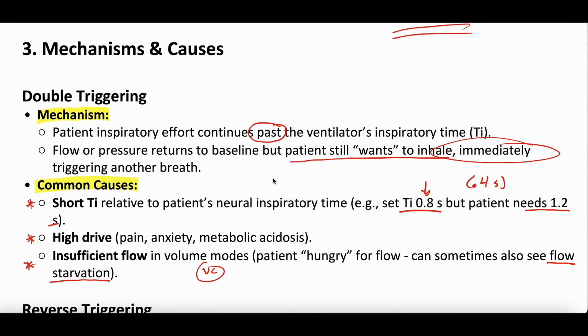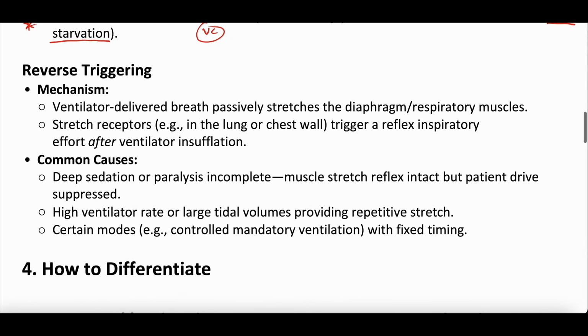What about mechanisms and common causes of reverse triggering? Very different than double triggering. The mechanism here is that the ventilator delivers a breath passively. The patient is not prompting that breath. And that passive breath stretches the patient's diaphragm and the respiratory muscles.